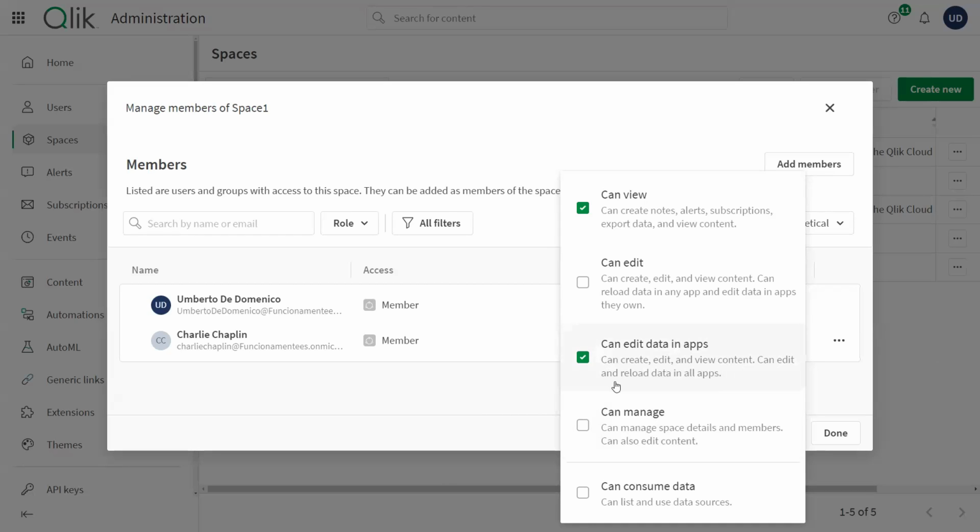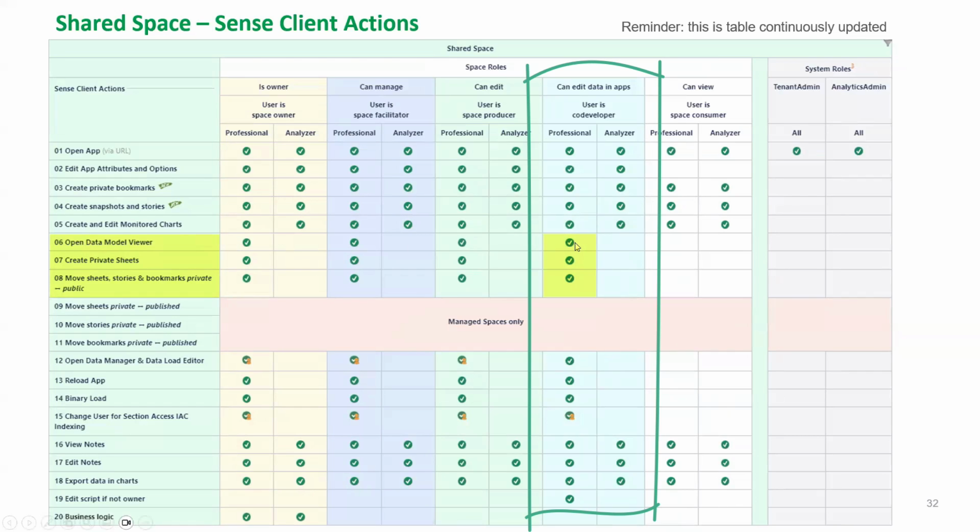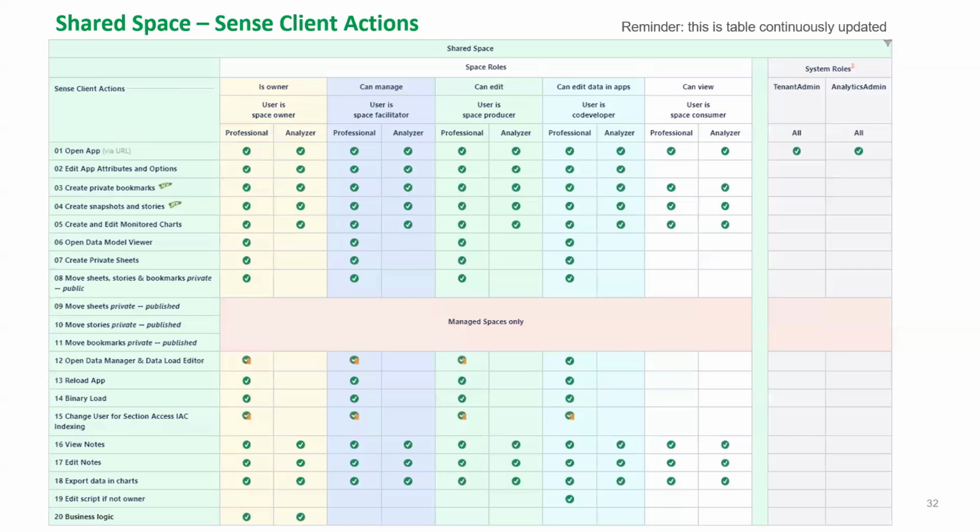Yeah. So once we get logged back in with the can edit data in apps, what different things will we be able to do? Well, we will be able to open the data model viewer, create private sheets, move sheet stories and bookmark from private to public, open the data manager, load editor for the reloading. But the most interesting part is that we will be able to edit the script if not owner. And in this case, that's the situation because Charlie did not create this app.